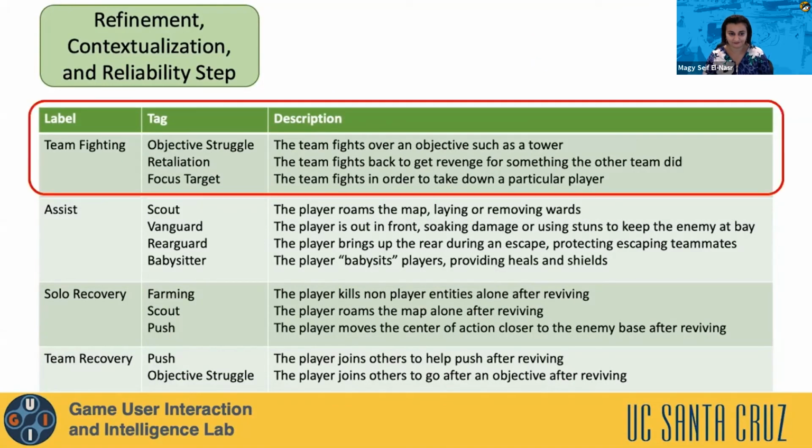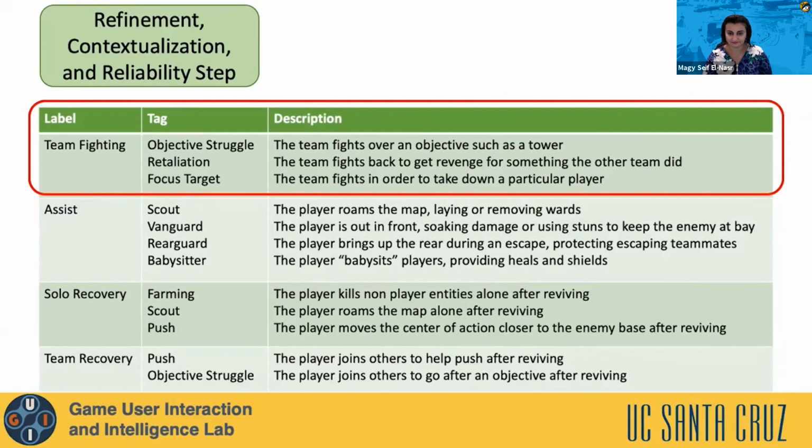For example, team fighting was a label with 3 tags: objective struggle, retaliation, and focus target. The label marks what the players were doing, while the contextual tags provide some motivational context about why they did it. So they were either fighting over a game objective, like destroying a tower, they were trying to get revenge for something the enemy did, like maybe they killed one of their players, or they're trying to take out a specific hero who's a particular threat.